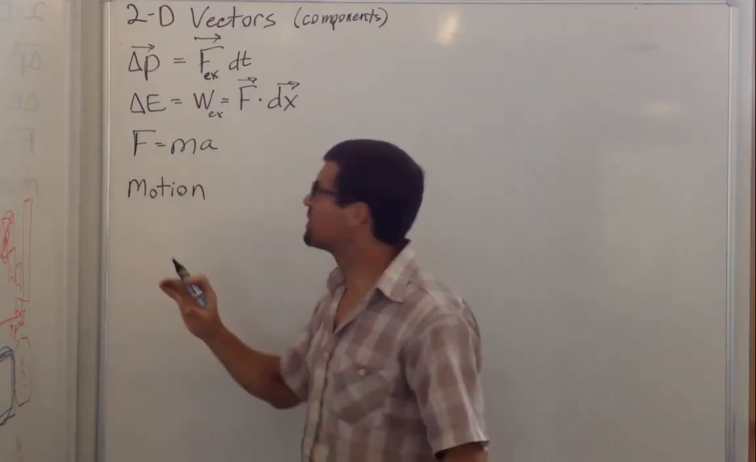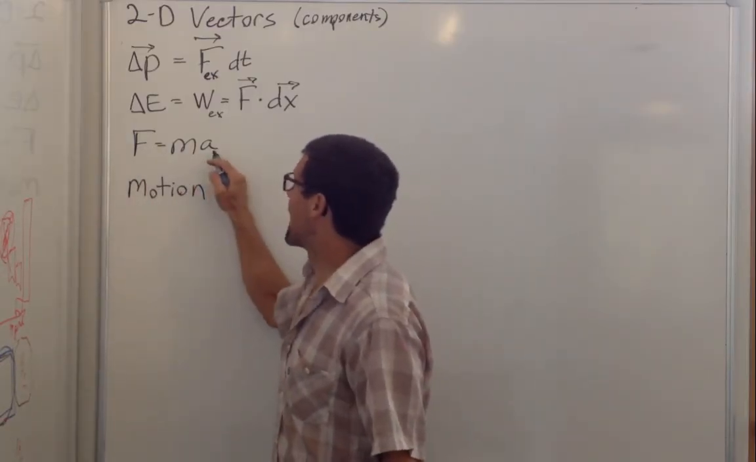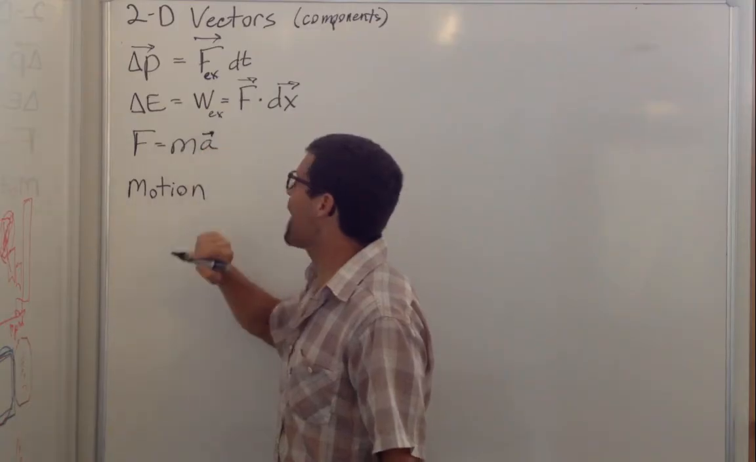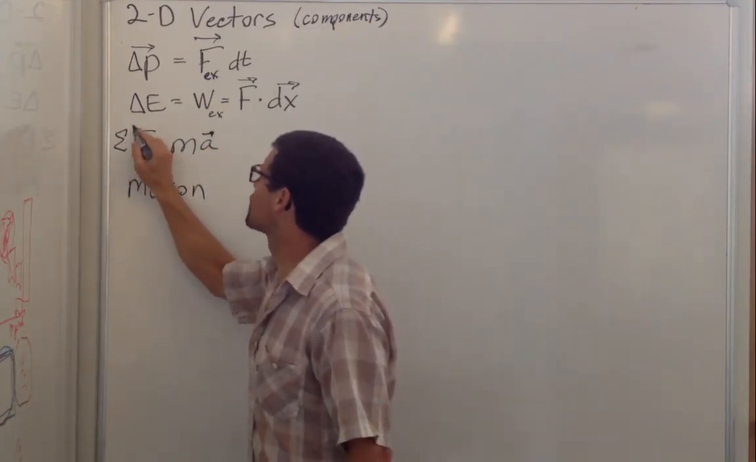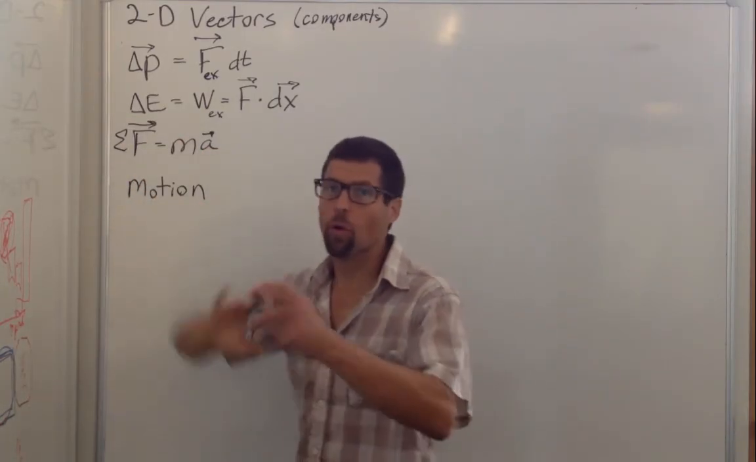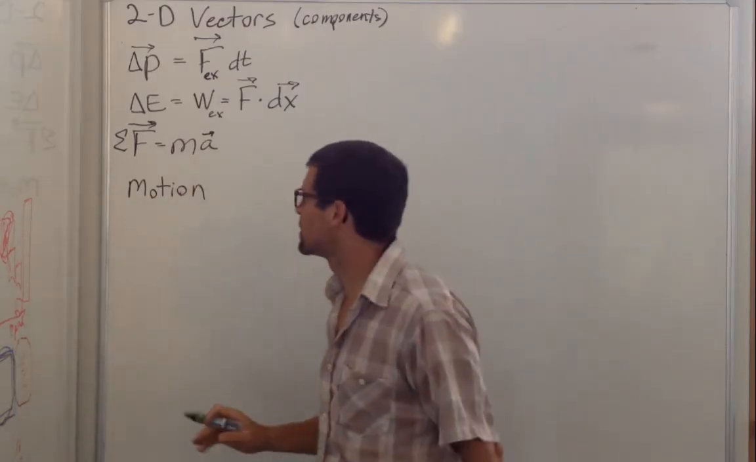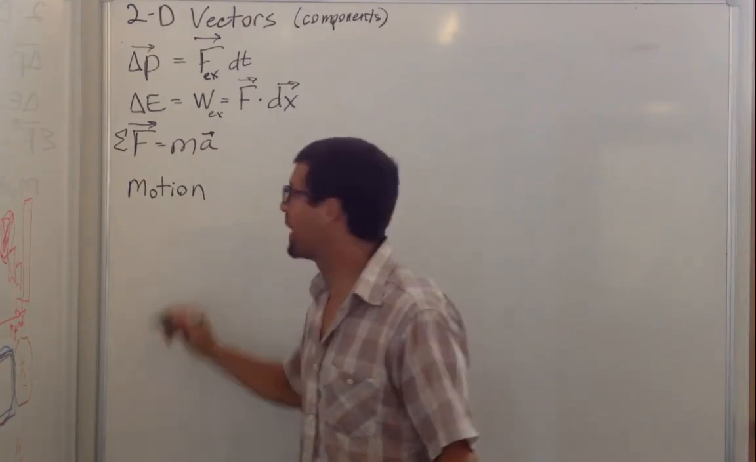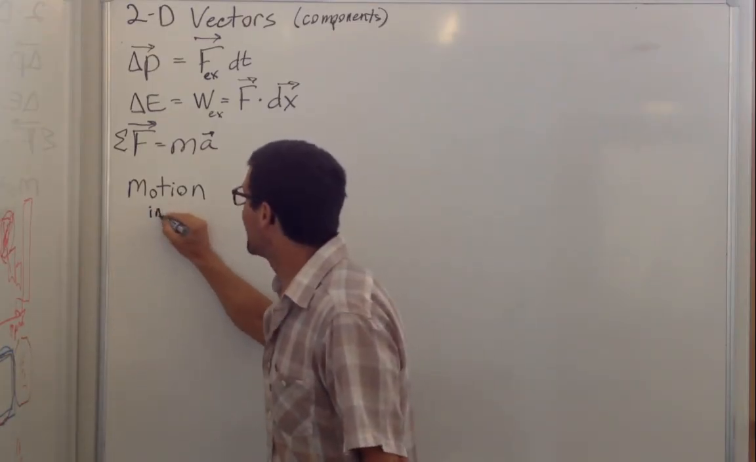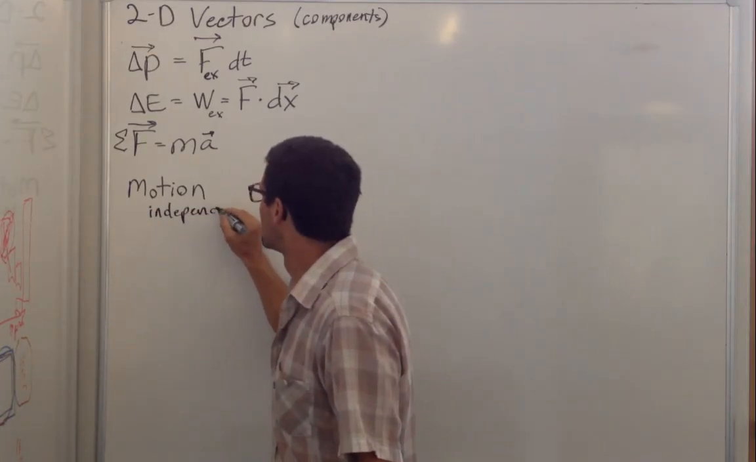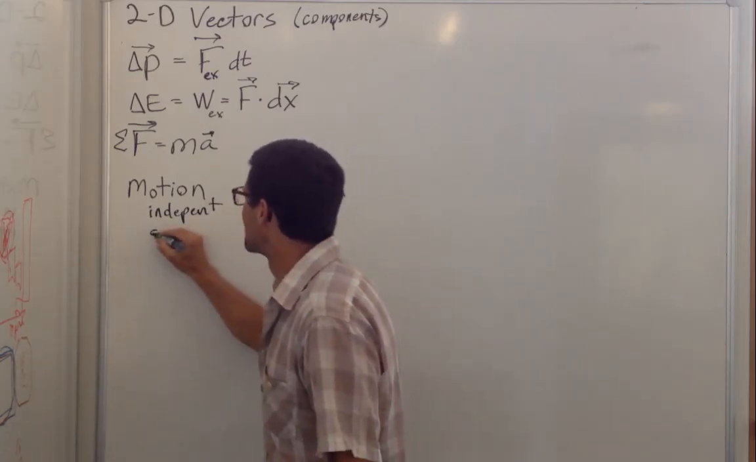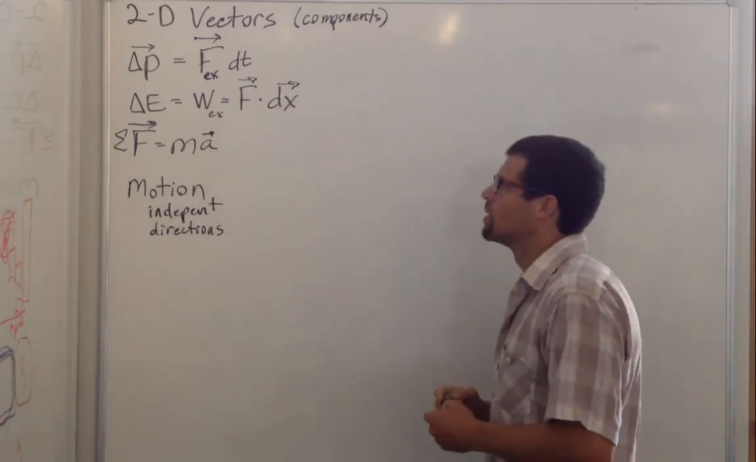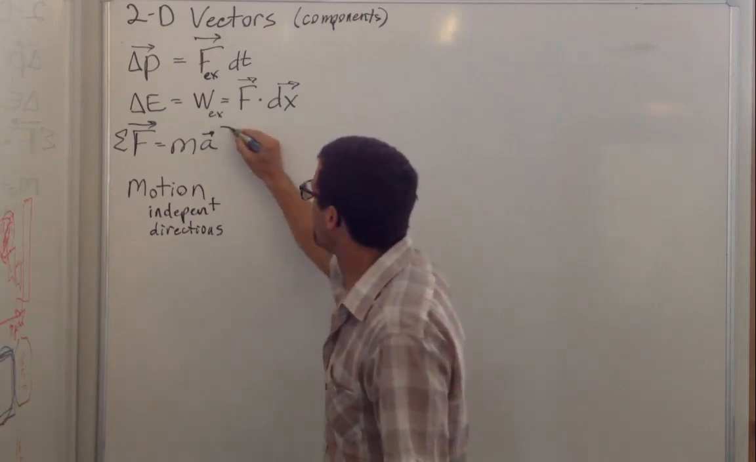That given a whole bunch of different forces, the acceleration of a body times its mass is equal to the vector sum of all of those forces, which can be in different directions. And lastly, for motion, we want to identify which are the independent directions. We're going to start with these two here.